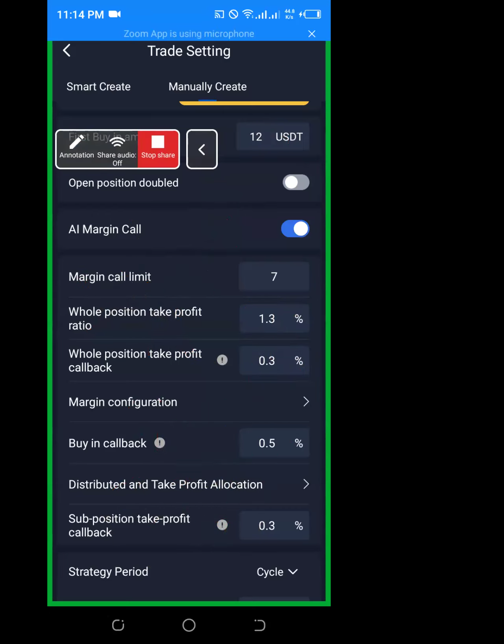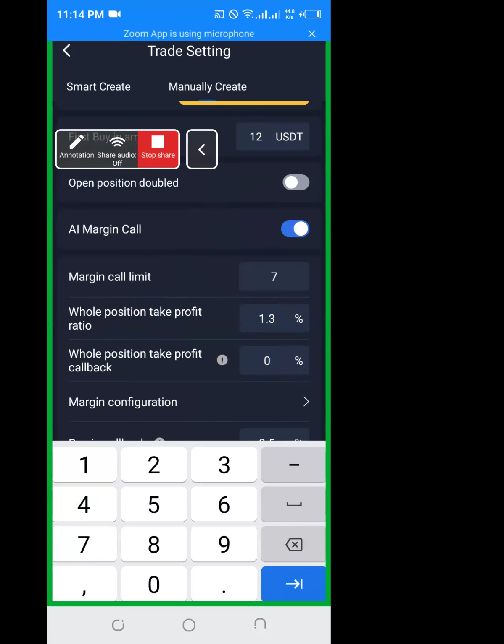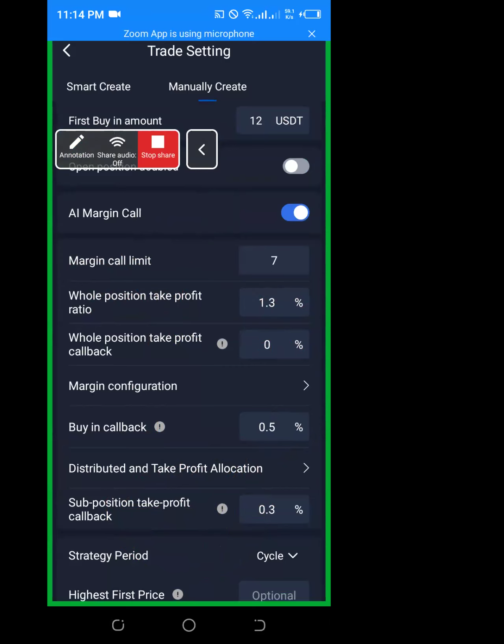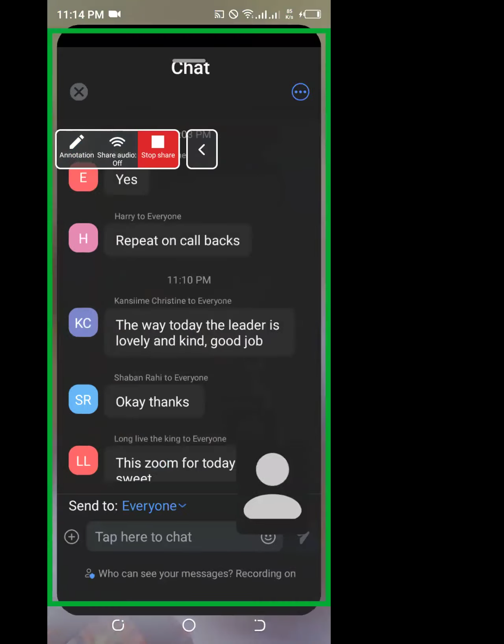That's why sometimes I put 0 here. I want the robot to give me my 4%. 4% here. Have you understood?